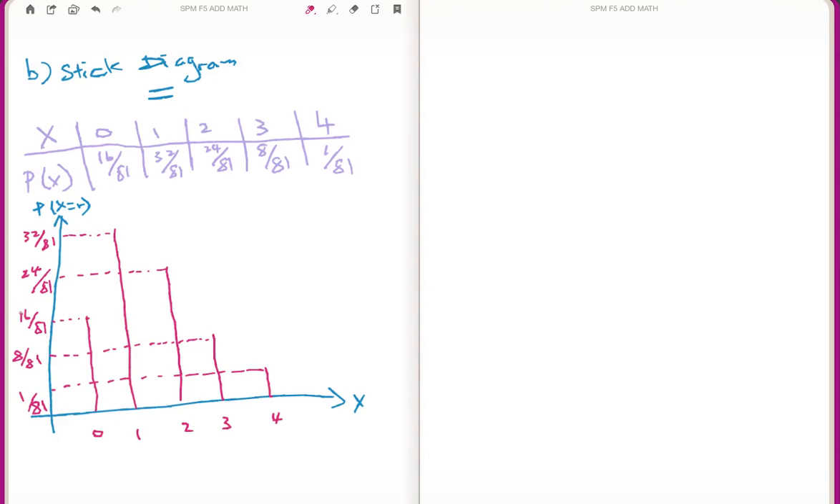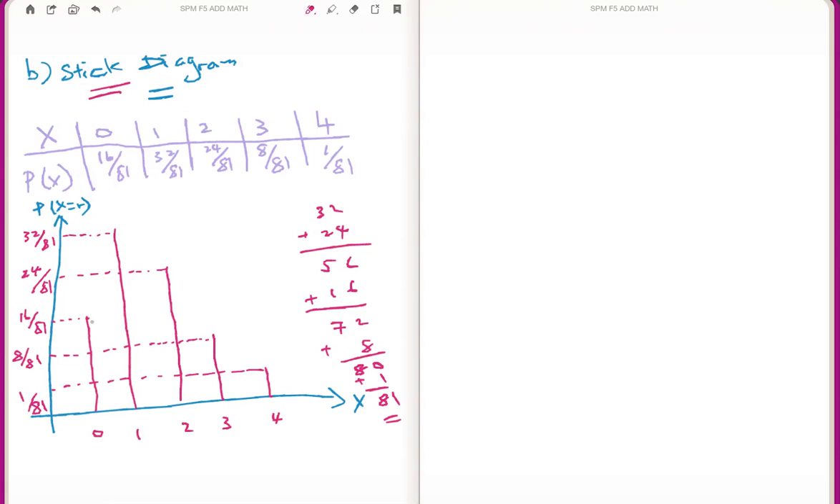Okay, so if you sum them, 32 plus 24 is 56, plus 16 is 72, plus 8 is 80, plus 1 is 81. That's why 81 over 81 overall is 1. So the overall probability for the stick diagram is always 1.